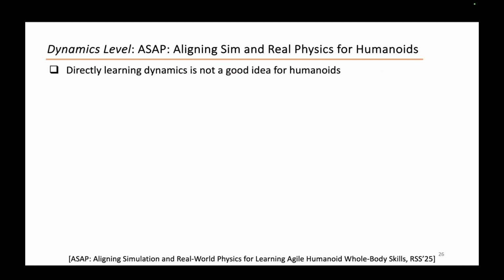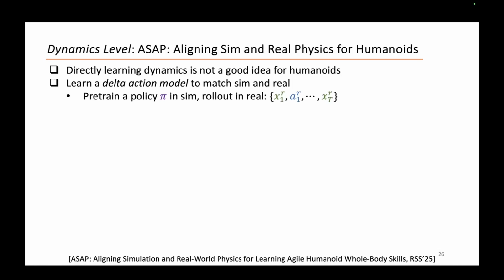We found that directly learning dynamics, directly learning residual dynamics, maybe is not a good idea for humanoids. I will explain why later, but in this paper, we propose an alternative solution, which is learning a delta action model to match sim and real, not learning a delta dynamics model.